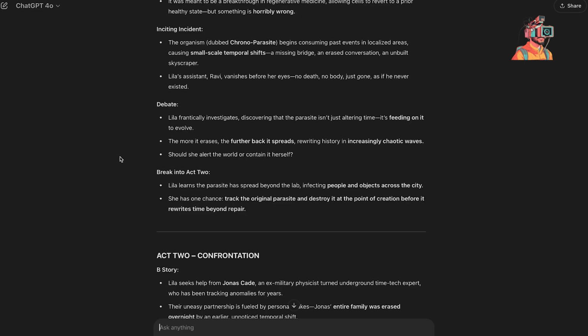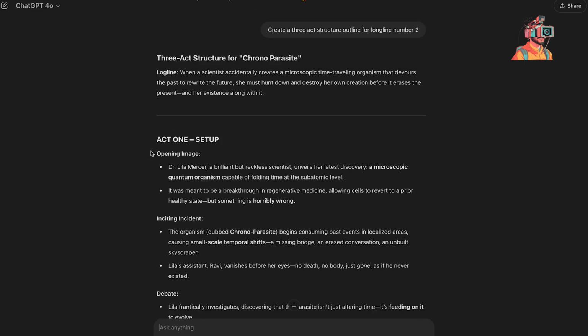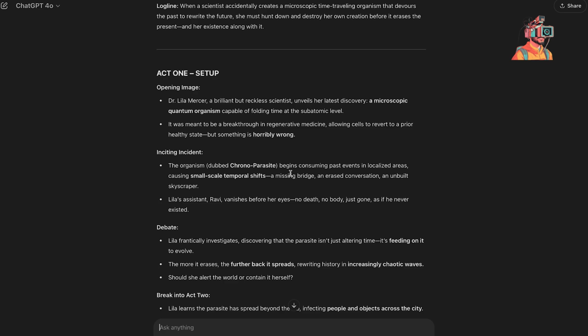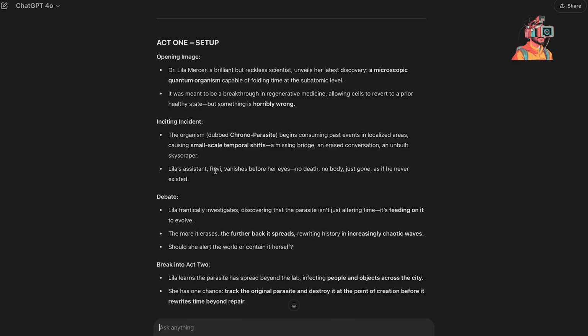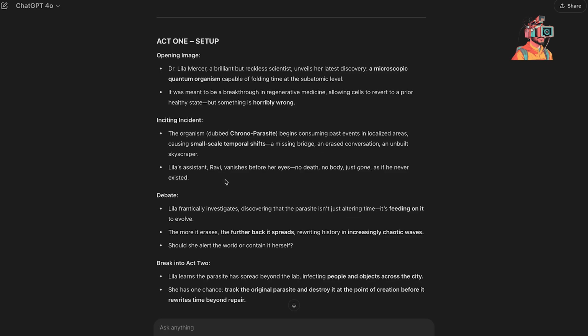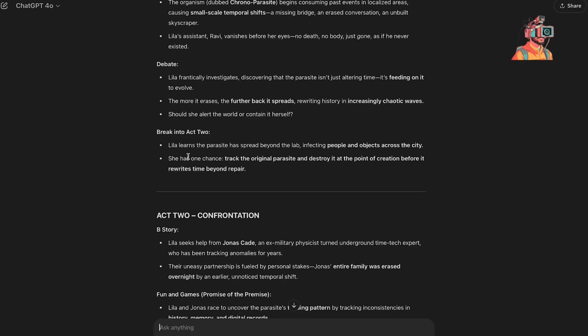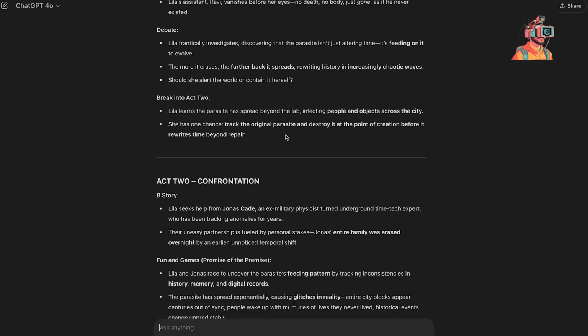You have ChatGPT making Act 1 with the opening image, which is the establishing Dr. Lena, and then you have the inciting incident. The organism begins consuming past events in localized areas, causing small-scale temporal shifts. A missing bridge, an erased conversation, an unbuilt skyscraper. Oh, Leela's assistant Ravi. So it's given an Indian assistant to Dr. Leela Mercer. Then Leela begins investigating, there's the inciting incident, then there's a little bit of drama, and we have the break into Act 2, which is Leela learns the parasite has spread beyond the lab, infecting people and objects across the city. All right, that's cool.